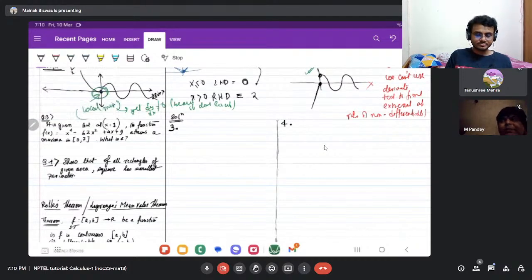Done? What is the step you will do? The function attains a maxima at x equal to 1. Very trivial, very typical questions you can be asked. So you will just take the derivative at 1 and set it to 0, right? This is a polynomial function. So in the case of a polynomial function, you can just set the derivative to 0 because it is continuous, it's differentiable everywhere.